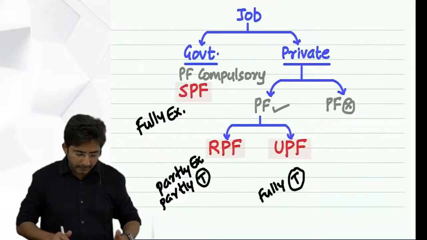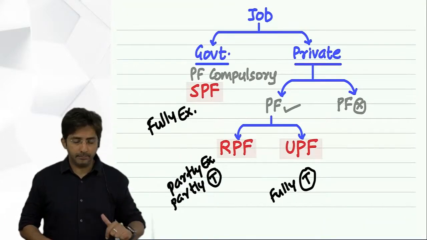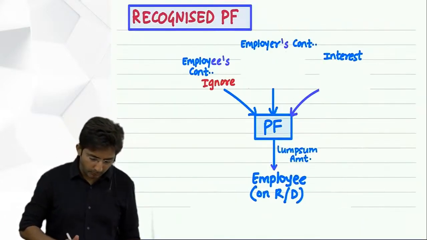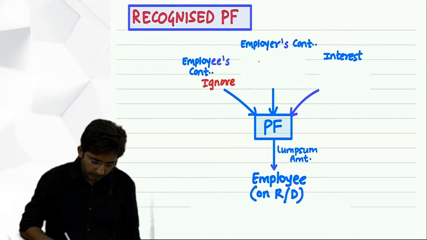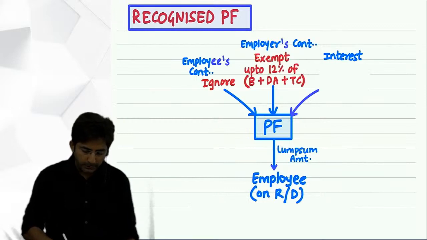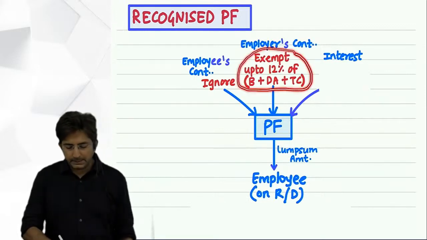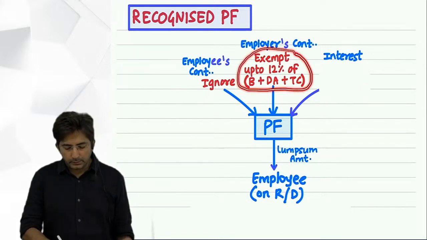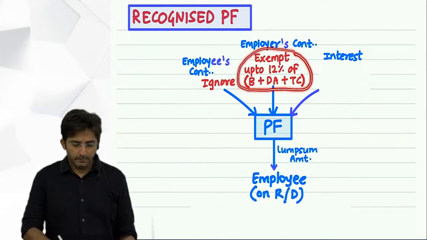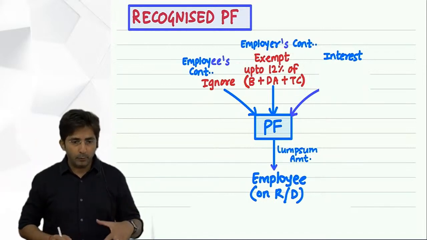But since these are partly exempt, now you have to understand how much is exempt. So see, there is a formula for this. Look, for employer's contribution, there is a formula. It is exempt up to 12% of basic salary plus dearness allowance plus turnover commission. Now you will wonder why it is like this, 12% of something something. Because see, in real life, you know what happens?